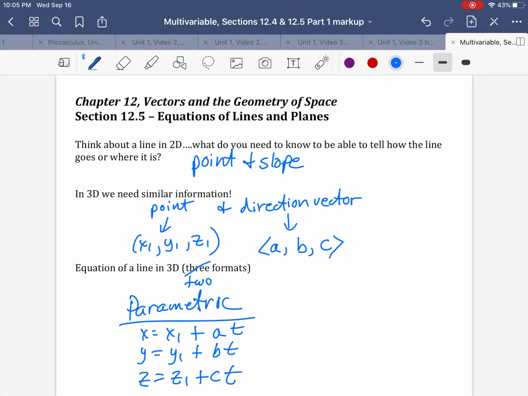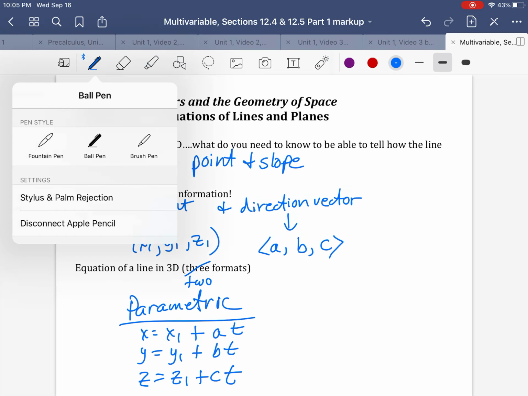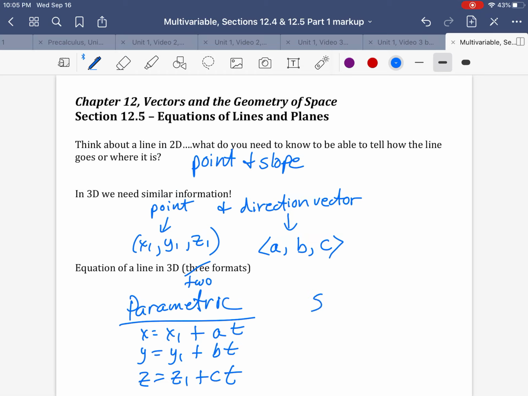I want you to tell me, and I'll see if I put this question in the Edpuzzle: if you looked at all these equations, what's the one thing that you could solve them all for? They all can be solved for what letter? All right, so I hope you wrote t. They all can be solved for t. So we're going to do that. This format is called symmetric form.